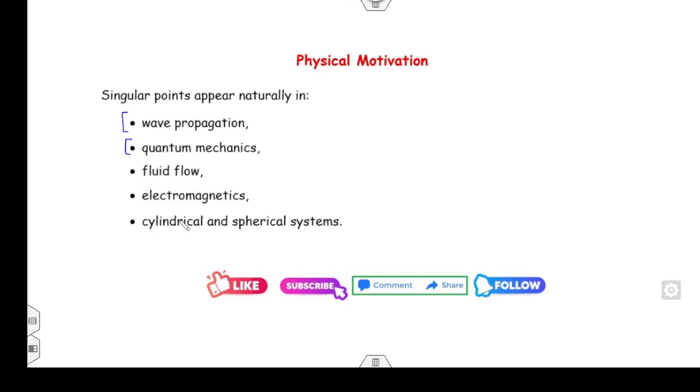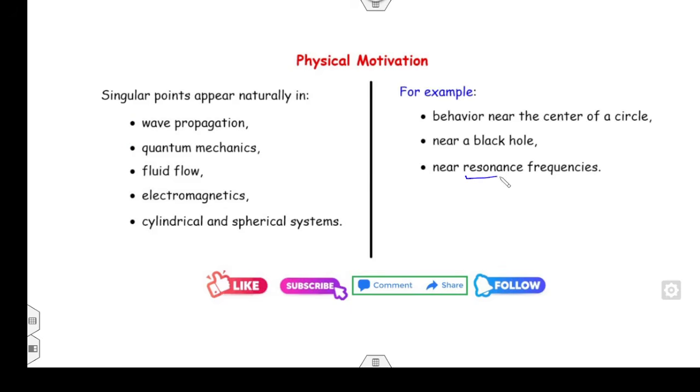और अगर आप साइंस के स्टूडेंट्स हो, you must have heard about the resonance frequency. Omega square is 1 over LC. Behavior near the center of circles and near black holes are all singular points.